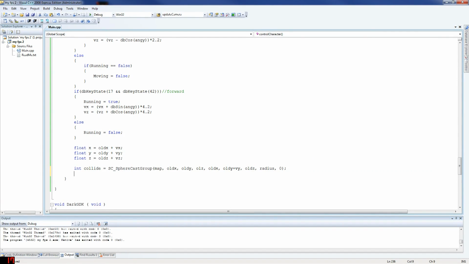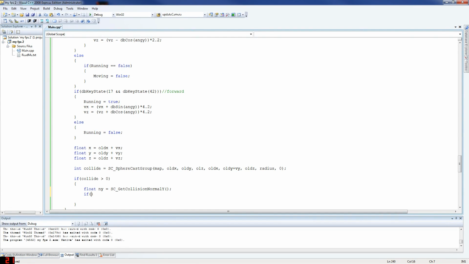So this bit, so if collide, this is checking if the player is colliding with the ground, the ground below him, that is, because you got to do one for both. So if collide is bigger than zero, so if he's touching the ground, then you go float ny equals sc get collision normal. So apparently this is finding out how flat the ground is.